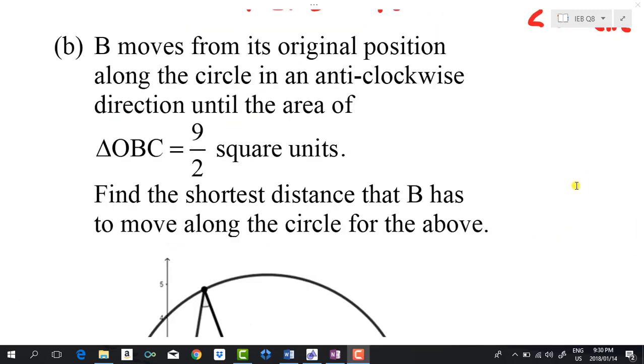Okay, guys, let's have a look at number B quickly. It says B moves from its original position along the circle in an anti-clockwise direction until the area of the triangle OBC is 9 over 2 square units. Find the shortest distance that B has to move along the circle for the above to occur. Okay, so let's just bring this down and see what they're saying.